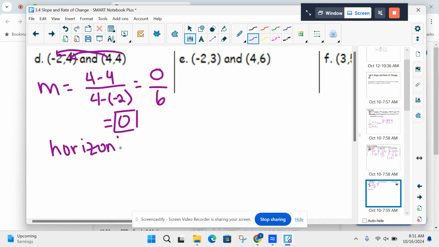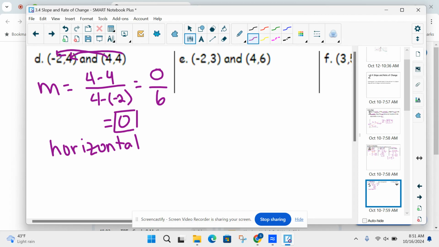Now in your homework, whenever you have a horizontal or vertical line, it's also going to ask you to write the equation. So do you remember how to write the equation of a horizontal line from earlier this week, Logan? Not 0. Look at your coordinates. What coordinate repeats itself? The 4. So it's y equals 4.